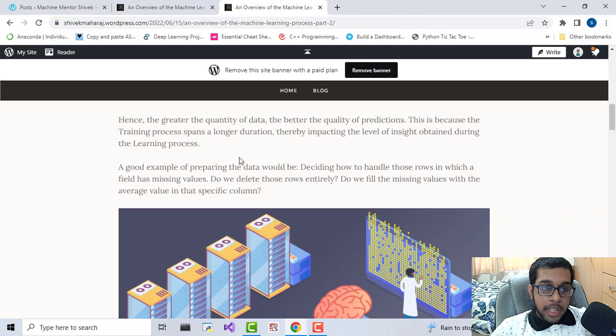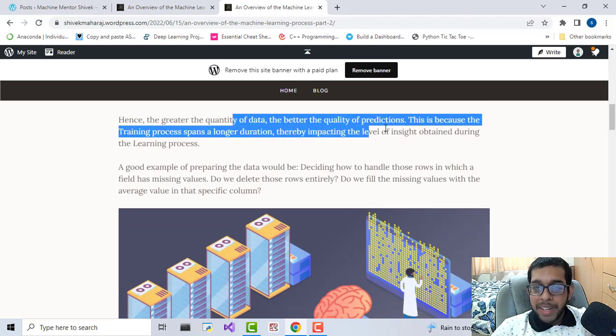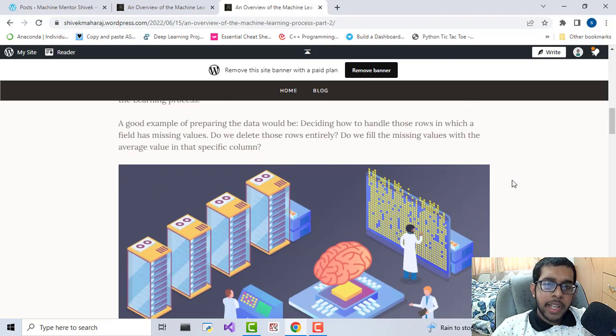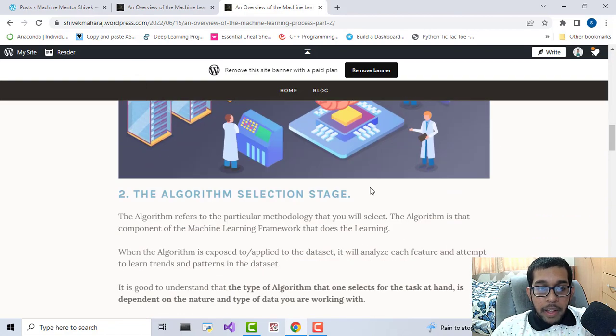So hence, the greater the quantity of data, the better the quality of predictions. This is because the training process spans a longer duration, thereby impacting the level of insight obtained during the learning process. A good example of data preparation would be deciding how to handle those rows in which a field has missing values. Do we delete those rows entirely? Do we fill the missing values with the average value in that specific column? So that is number one.